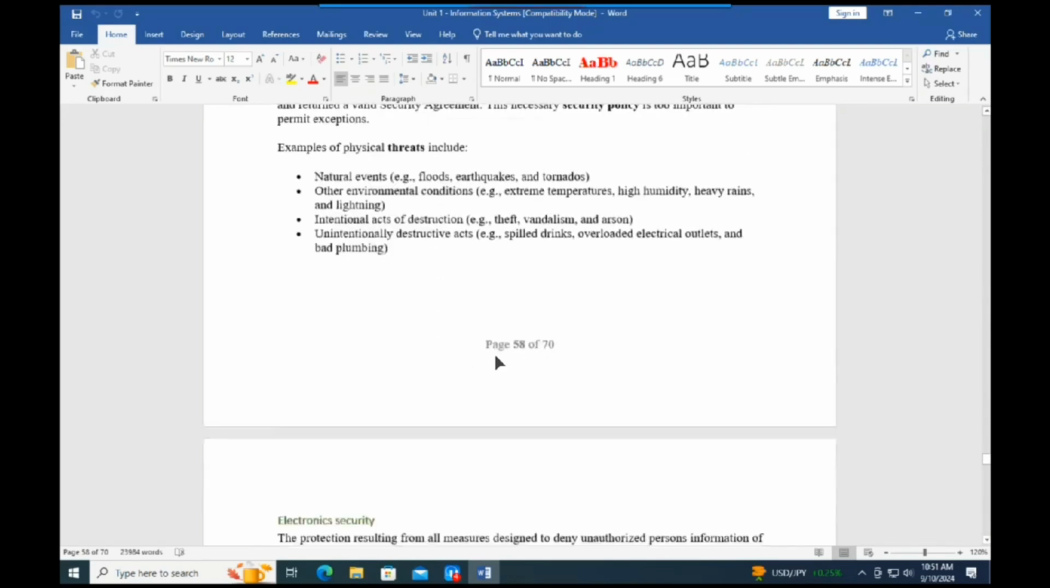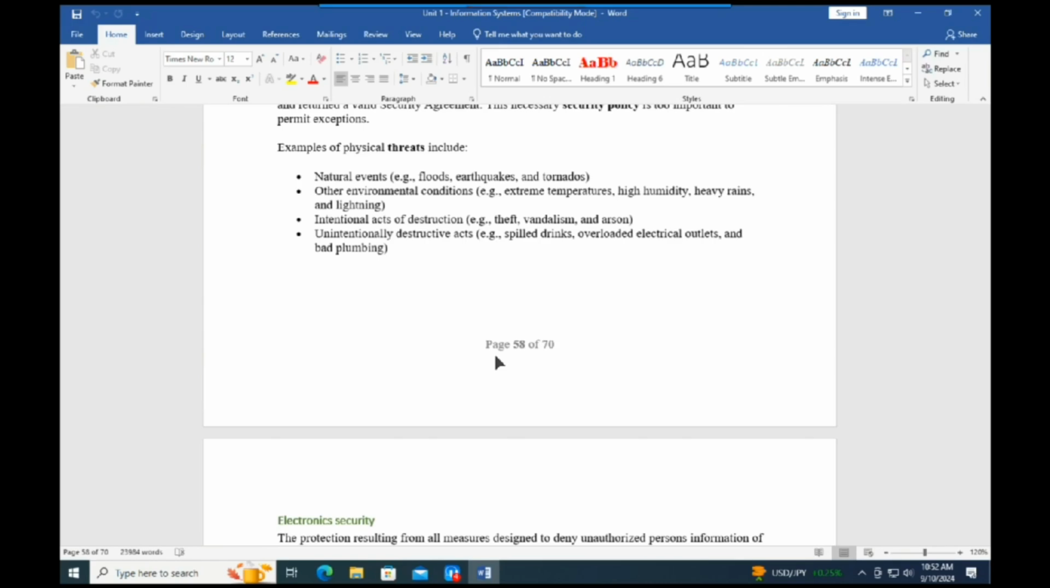So we have examples of physical threats which include: one, natural events. I have mentioned things like floods, earthquakes, and tornadoes. We have other environmental conditions. For example, we can have extreme temperatures, high humidity, heavy rains, or thunder and lightning. Then we also have intentional acts of destruction, for example, theft, vandalism, or arson.